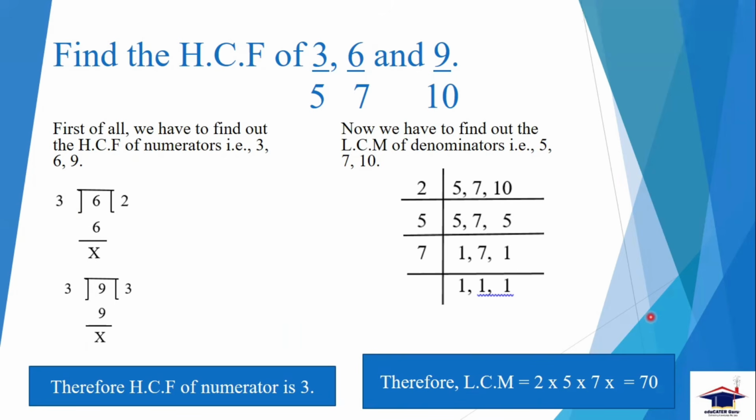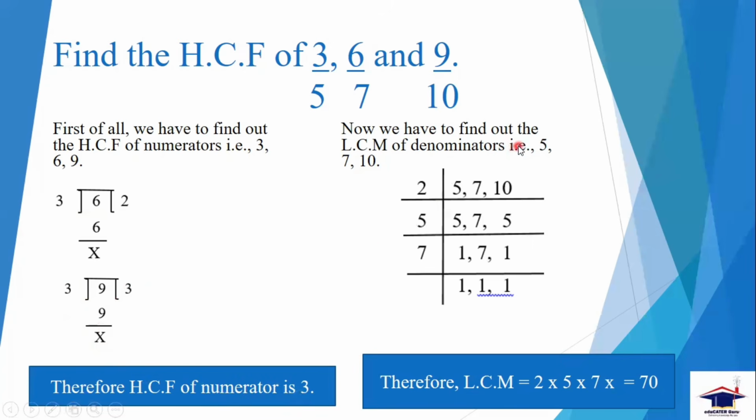Here the first two numbers are 3 and 6. 3 twos are 6. The remainder is 0. So the last divisor before 0 is 3. Again with 3, you have to divide 9. 9 is the bigger number, so 3 becomes the divisor. 3 threes are 9. The remainder is 0, so the last divisor before 0 is 3. Hence, the HCF of the numerators is 3.